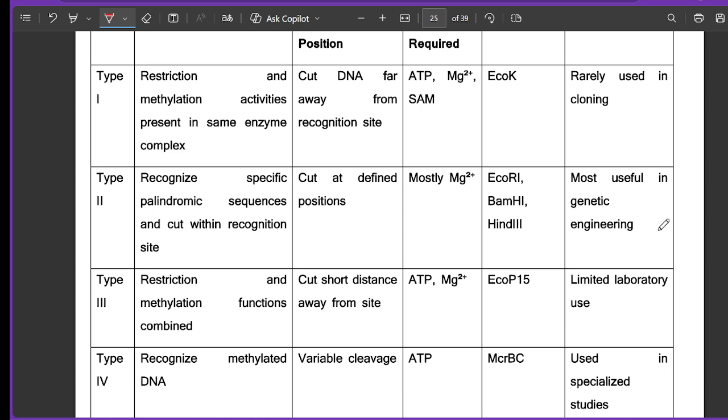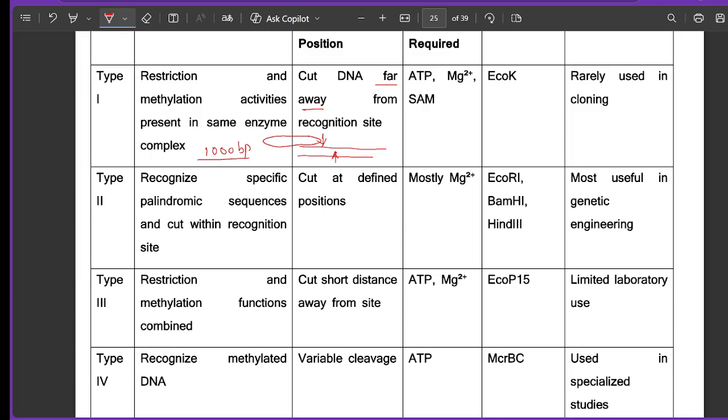Now if I talk about the position where the type 1 is going to cut, so it generally cuts far away from the recognition site. Suppose this was a particular sequence, and if here was the recognition site, so it will not cut here, but it can cut in any range here, and roughly it is within the 1000 base pair range. So it is a very vague cutting, and we cannot be completely trusting upon what kind of sequence will be produced, because every time it can vary.